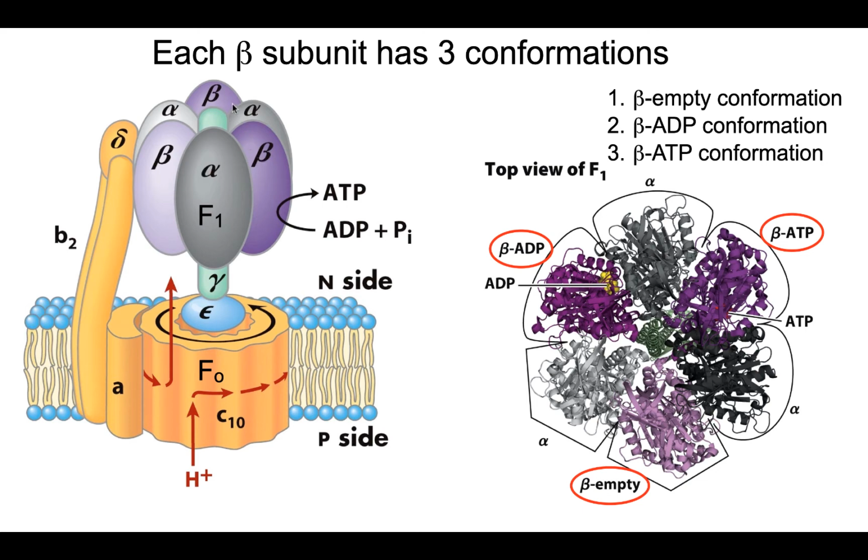Each one of these three beta subunits can exist in three different conformations: a beta empty conformation, a beta ADP conformation, and a beta ATP conformation. And each one of these three beta subunits cycles through those conformations. The cause of them cycling through those conformations is this gamma subunit right here, this green thing.